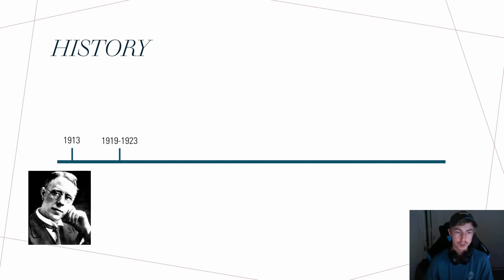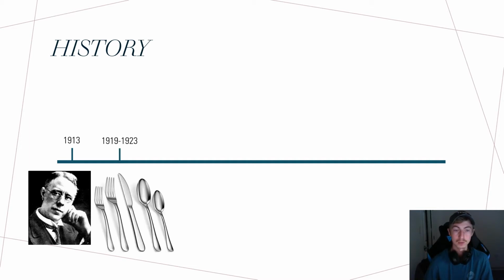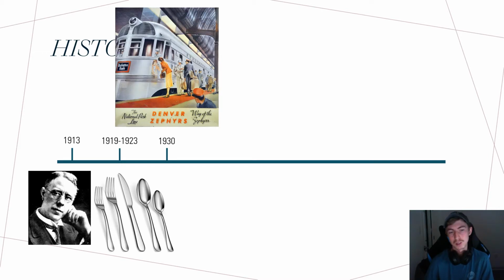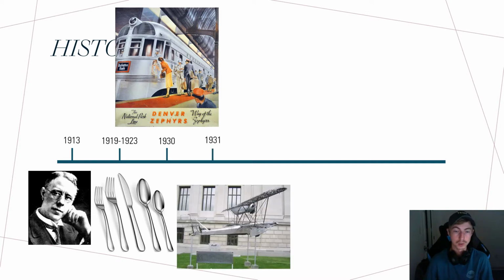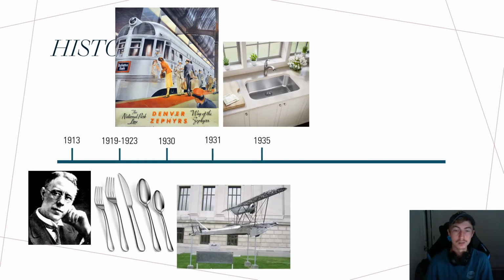And then if we hop into the future, in 1919, we began using stainless steel for our kitchenware, such as forks, knives, spoons, and also surgery scalpels. In the 30s, we began to move towards transportation. So we had our first American train. It's called the Denver Zephyr. And then in 1931, we went to the airplane. And then in 35, we transitioned to our sinks. So most of our sinks and kitchenware material were being made out of stainless steel.